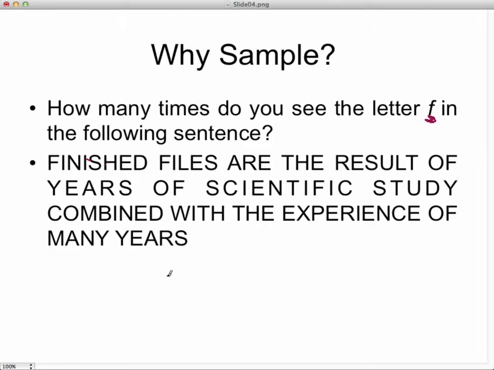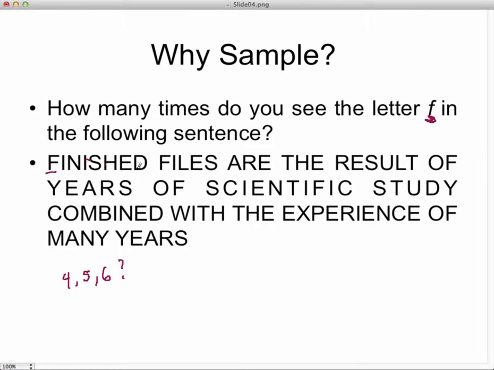Okay, you should be about finished by now. That should be the number of F's you found. So how many F's did you see in there? Did you see 5? How many saw 4? How many saw 6? Well, let's go see if we can actually count them and see if we can find it.